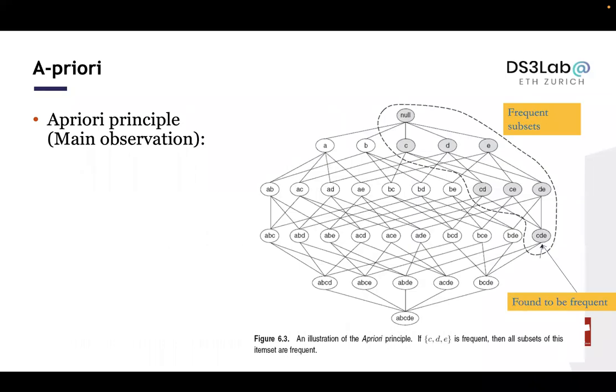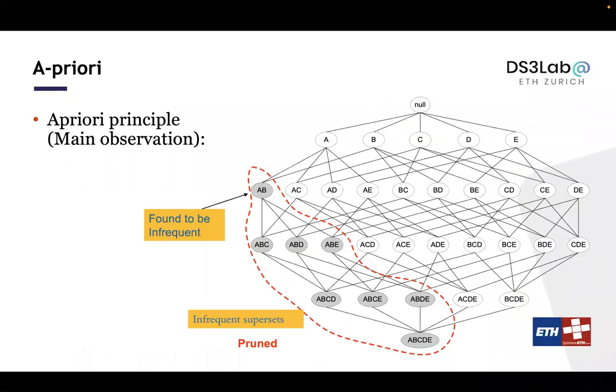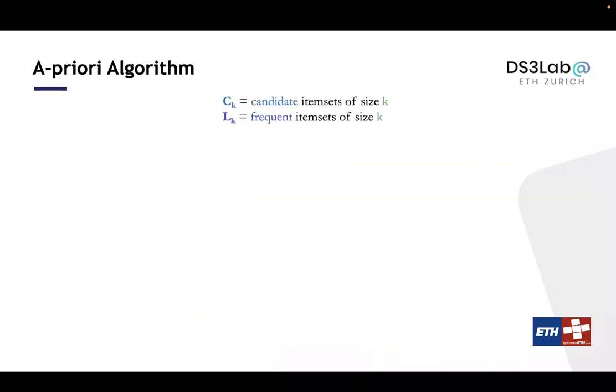Essentially it's very easy. In the lattice, if you know, for example, that CDE is frequent, then everything above it will also be frequent. If you know, for example, that AB is not frequent, then everything below it will also not be frequent. And then you could, but you don't have to, look at any of the supersets of an infrequent item set at all. So this is the fundamental principle of the Apriori algorithm.